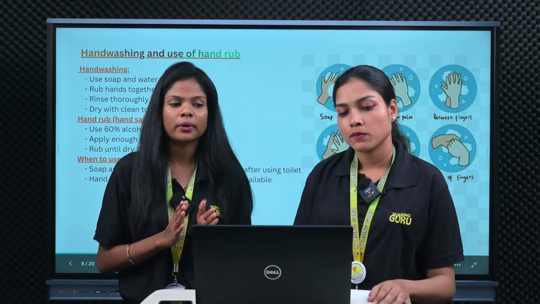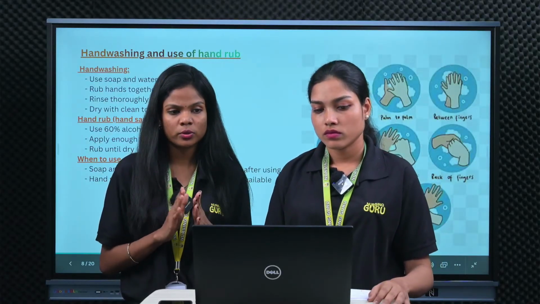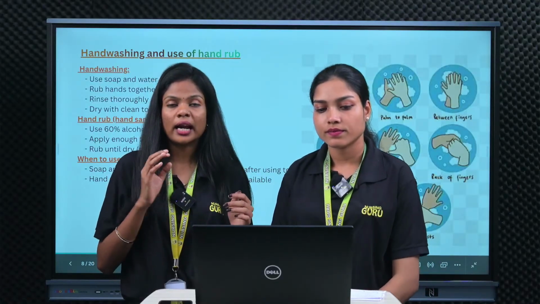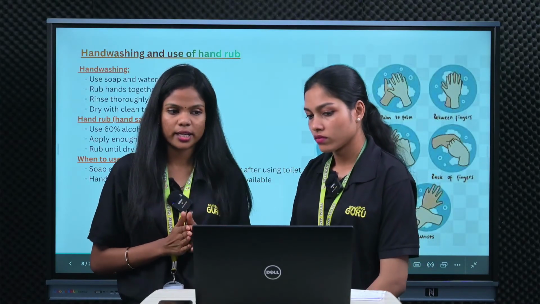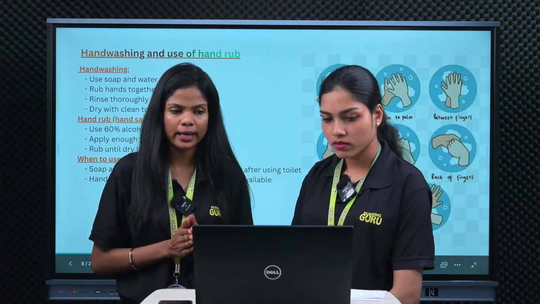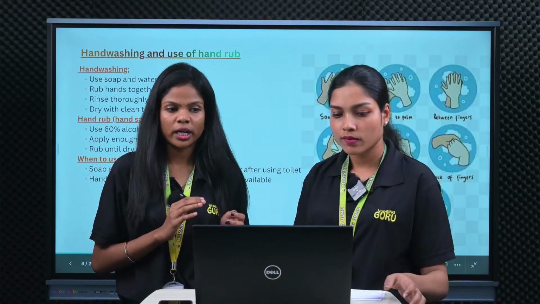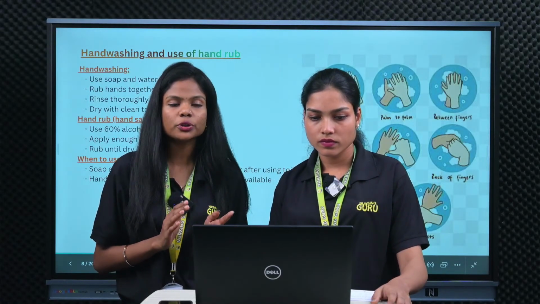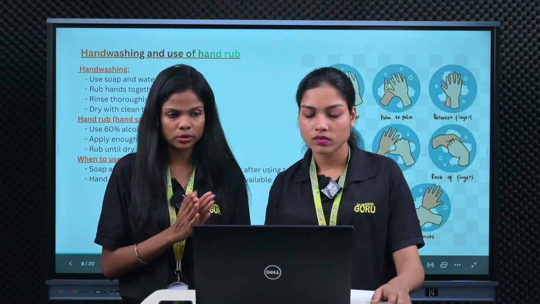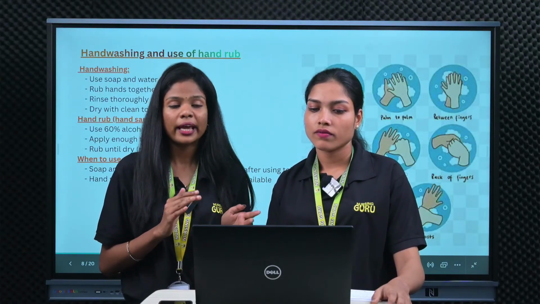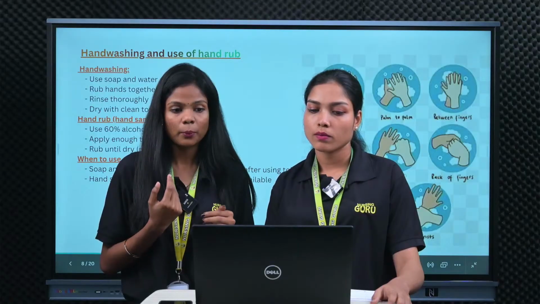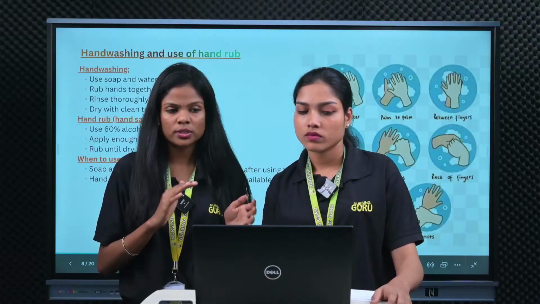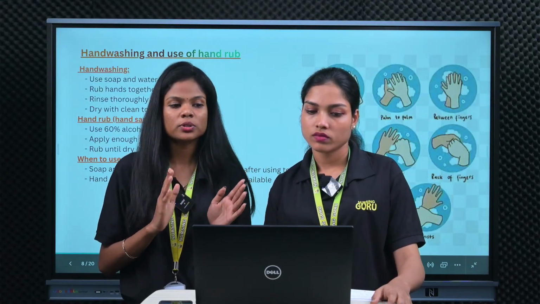Next one, hand rub. Hand rub means using the sanitizer. Use 60% alcohol based sanitizer. Apply enough to cover hands. Rub until dry. Rub the hands with the sanitizer until it dries. And when to use each: soap and water is used when there is any visible dirt on our hands, blood, body fluids, or after using the toilets. At these times we wash the hands using soap and water.